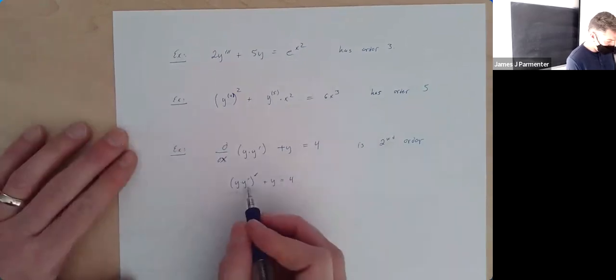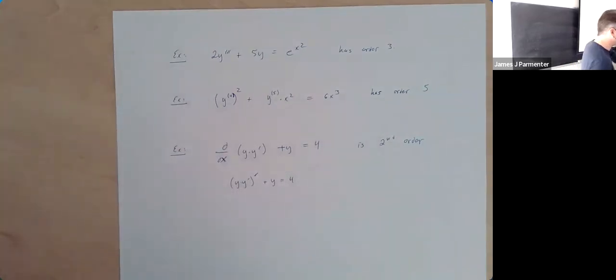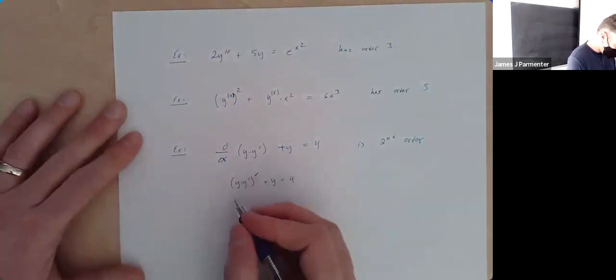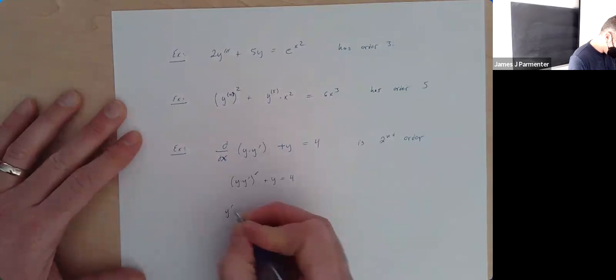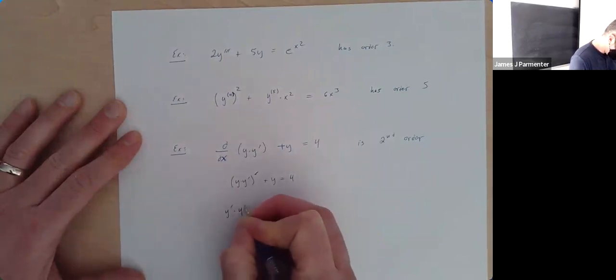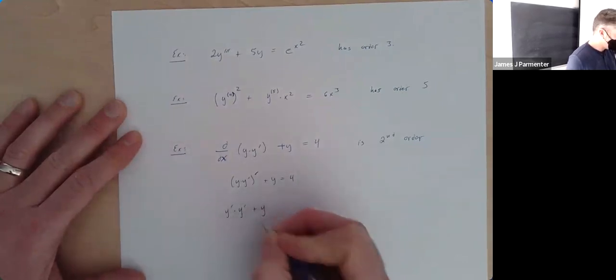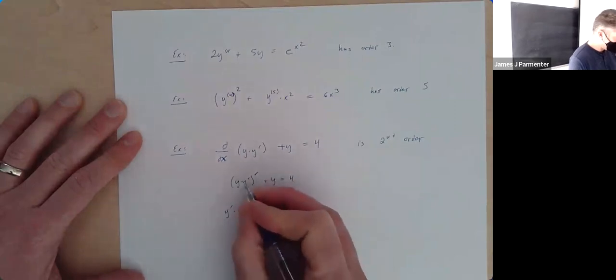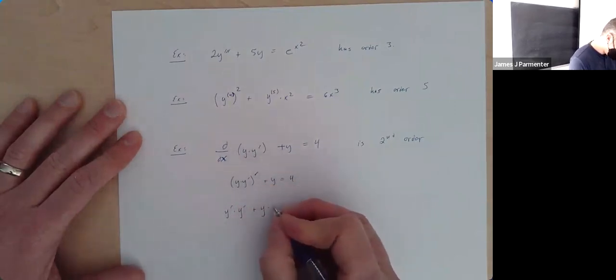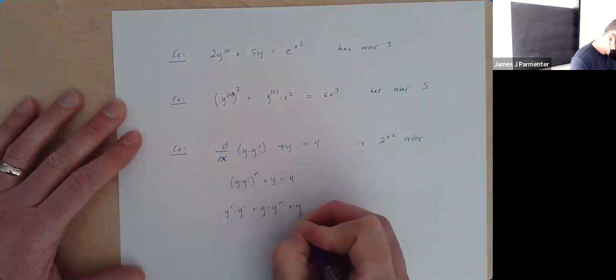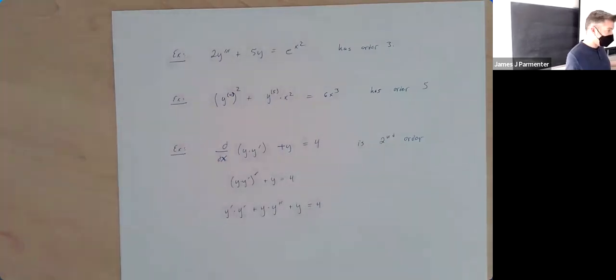So if I actually want to write this out fully, not that we have to see the order, but to make it more clear to us, if I take this derivative here, it's the derivative of the first thing, which is y prime, times the second thing, which is y prime, plus the first thing, which is y, times the derivative of the second thing, which is y double prime. That's actually how we would write it out without this thing here. And then it's much easier to see, oh yeah, that's a second order differential equation.